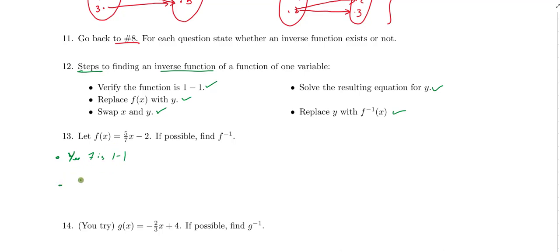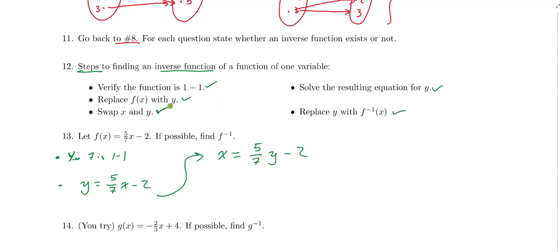Okay, the second step says we're going to replace f of x with y. That's really just a notational step, and actually you could do this whole procedure without doing that if you wanted to. Okay. So we replace the f of x with y. Then we go ahead and swap x and y. This is the interchanging of the domain and range. So I'm going to call x equal to 5/7 y minus 2.